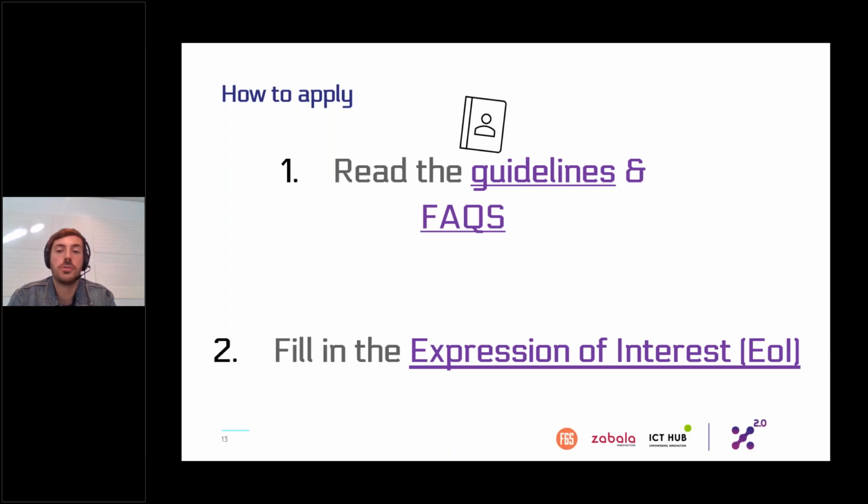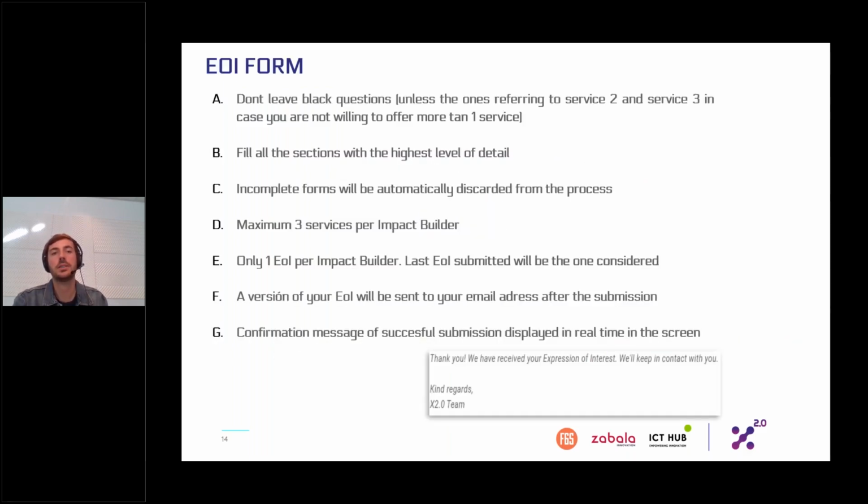This is the application to become an impact builder. It's a Google form. It's very easy. As I have said, it's not competitive, but we need to know the information about your services. So when doing the matching, we can tailor exactly the needs of the startup with the type of service you are willing to deliver. Regarding this expression of interest form, here are a couple of recommendations so you can make a more attractive application.